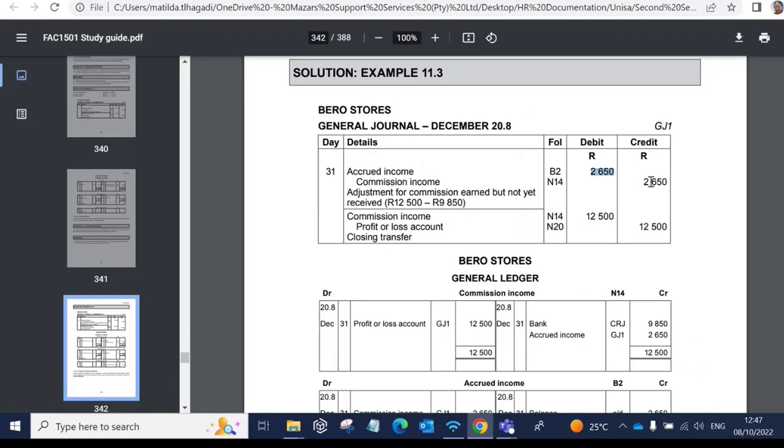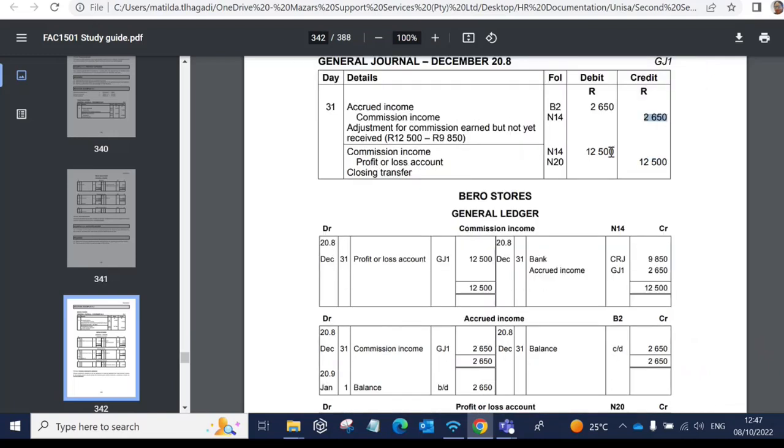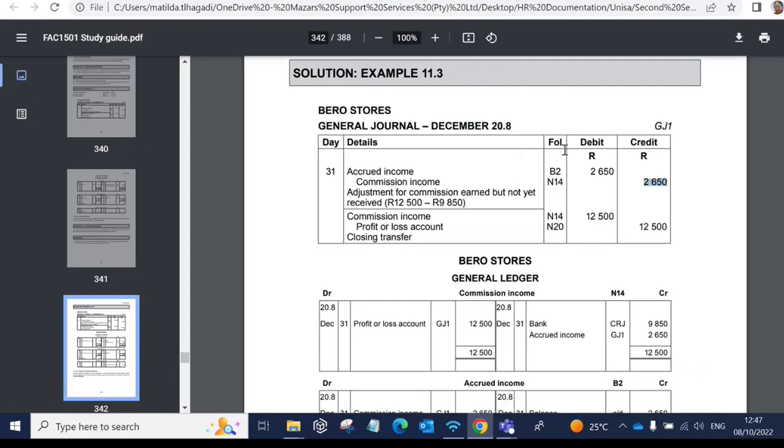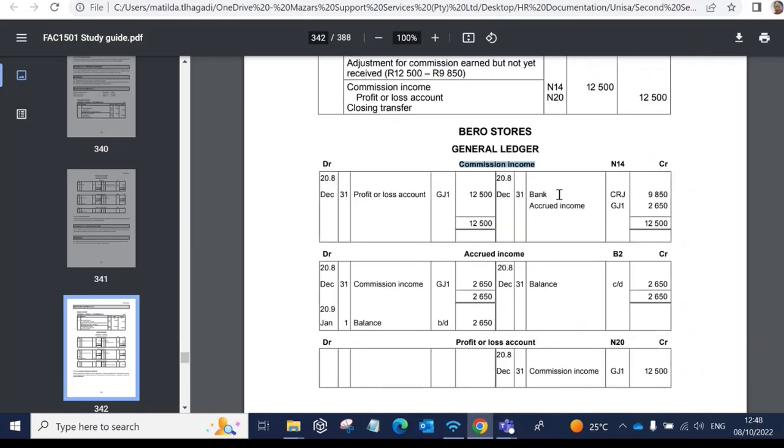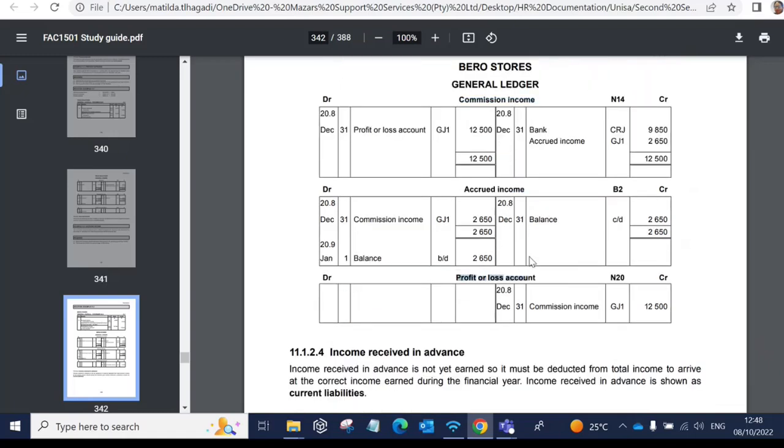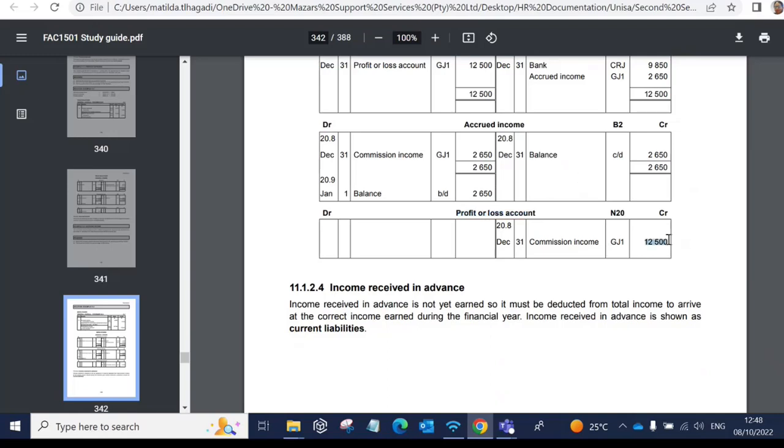And then commission income is 2,650. So in total, the company for the full financial period should have received 12,500. So we're gonna take the commission income out of this account and into the profit and loss account, which we're gonna credit with 12,500.